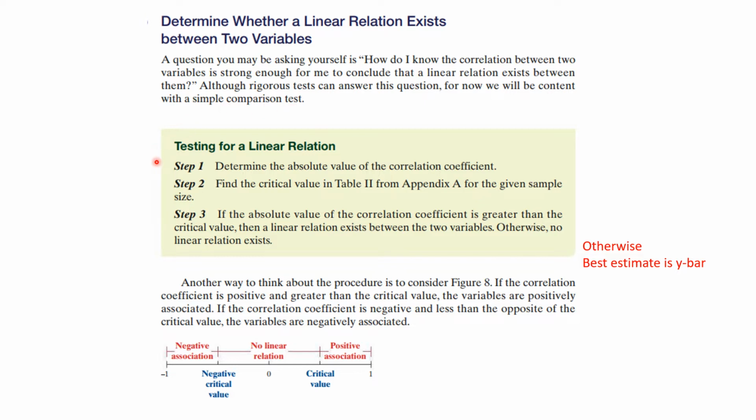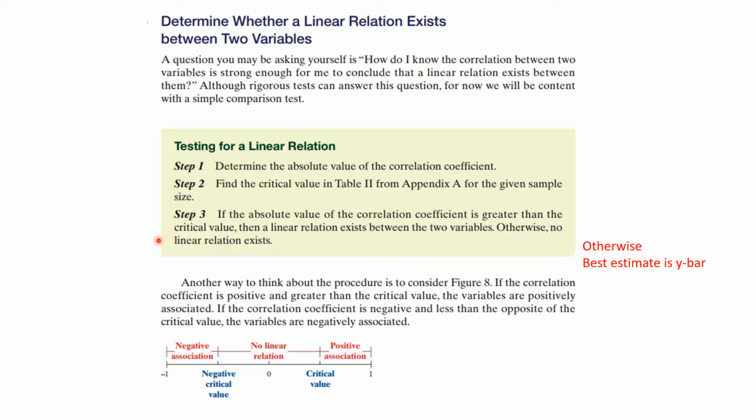So here's how you will do it. You will determine the correlation coefficient and take the absolute value of that number. That means you drop the sign. You make it positive. So you determine the absolute value of the correlation coefficient. You find the critical value in Table 2 from Appendix A for the given sample size.